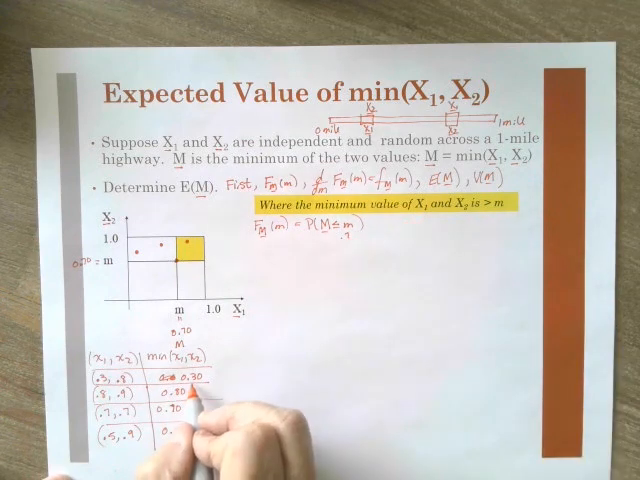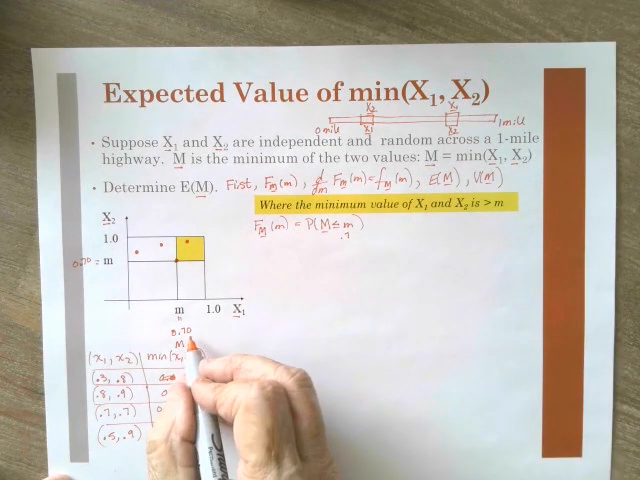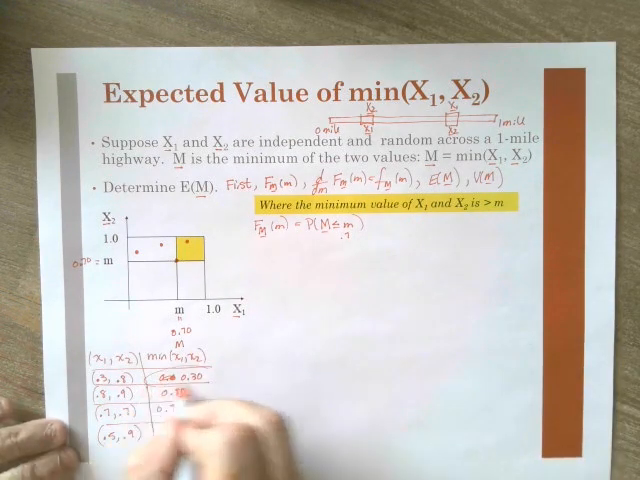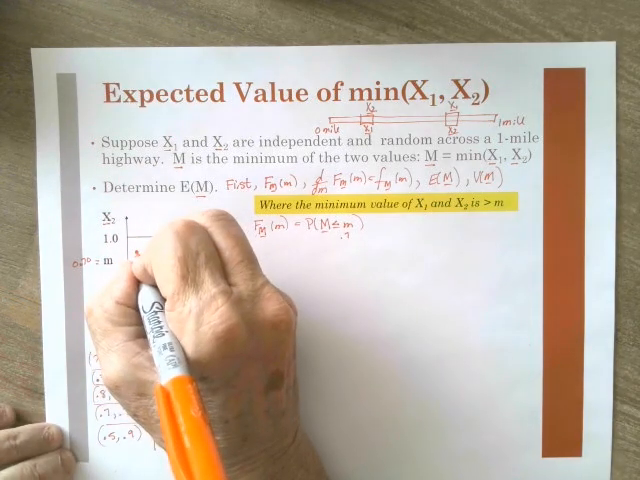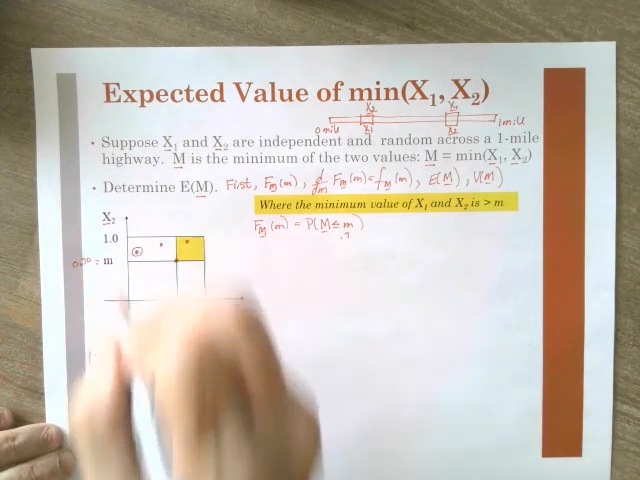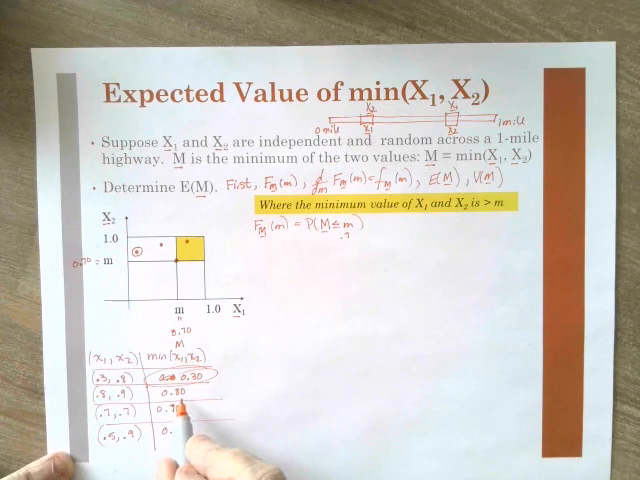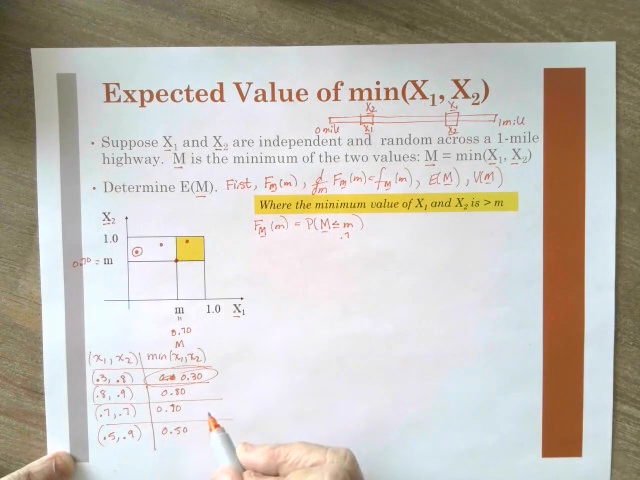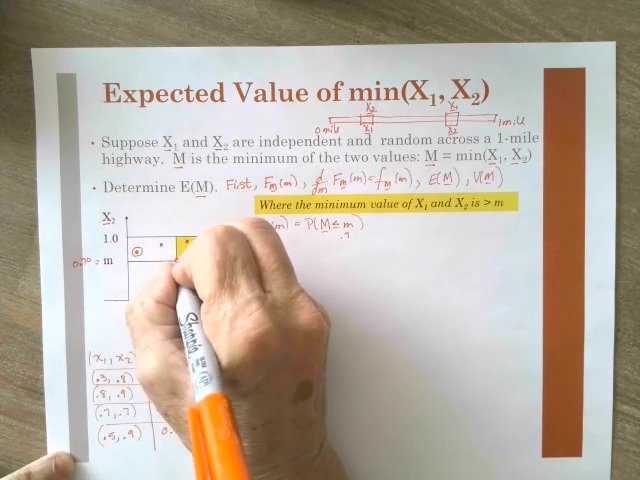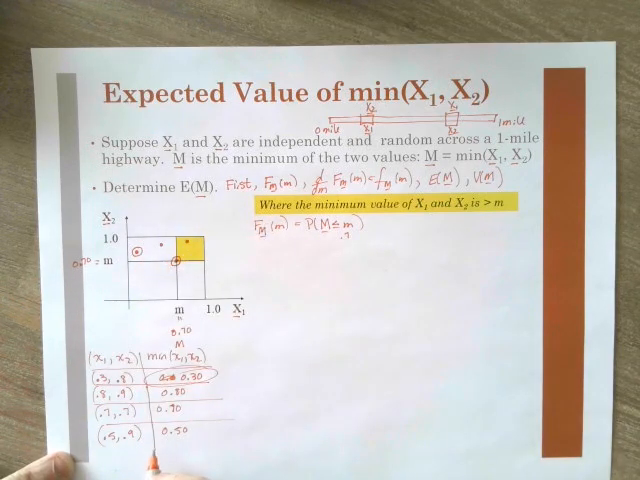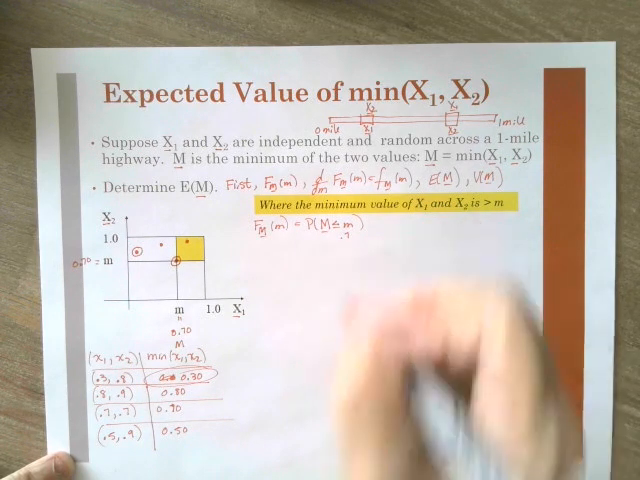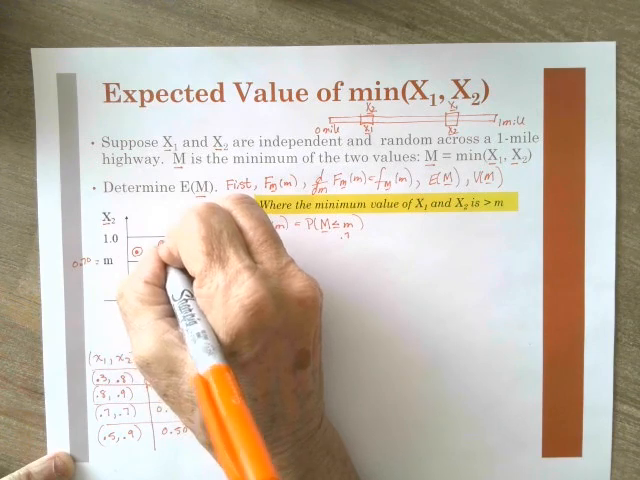Well, is 0.3 less than 0.7? Yes, it is. So that was this one right here. And then how about 0.8? Is that less than 0.7? No, it's not. How about 0.7? Is that less than or equal to 0.7? Yes, it is. How about 0.5? Is 0.5 less than or equal to 0.7? Yes, it is, and that corresponds to this point here.